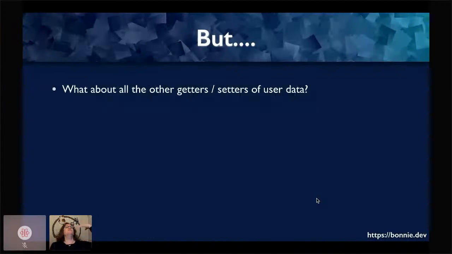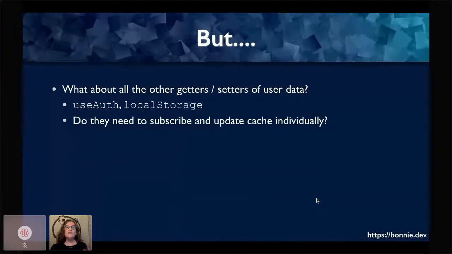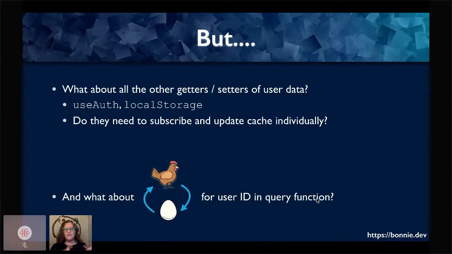All right, so maybe I've convinced you that we should be using React Query, but there are all those other getters and setters of the user data with useAuth and local storage. So are we going to have those subscribe to the React Query cache? Is that how they're going to get the data? And what about that chicken and egg situation about the user ID in the query function, where we need that user ID in order to query the server, but we need the user data in order to get the user ID?